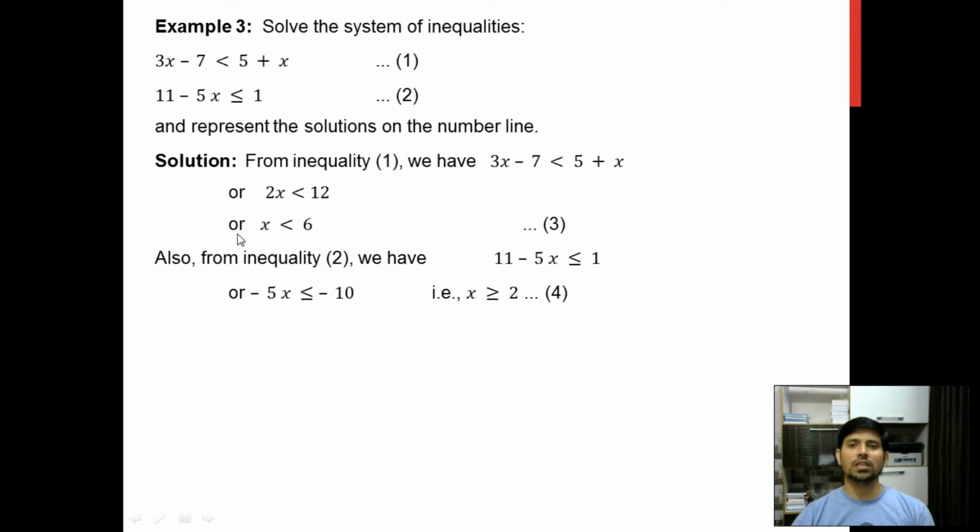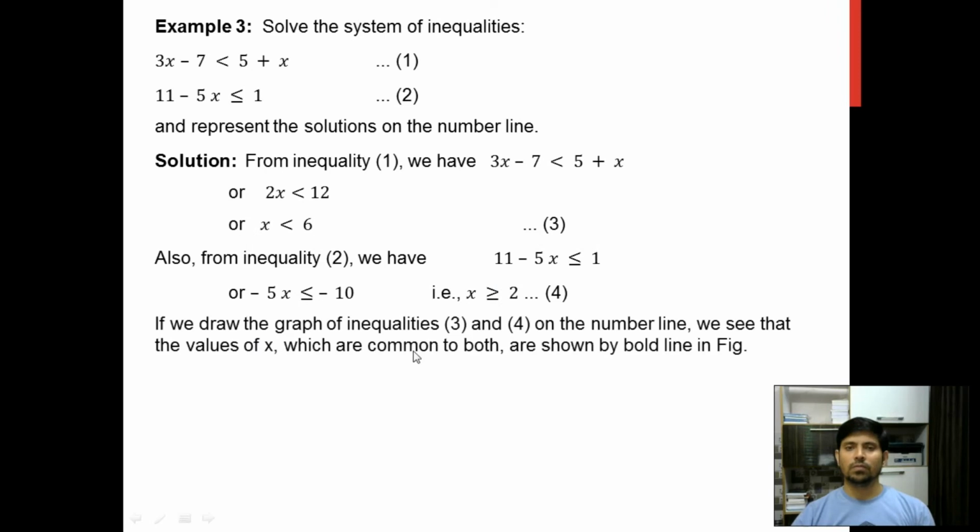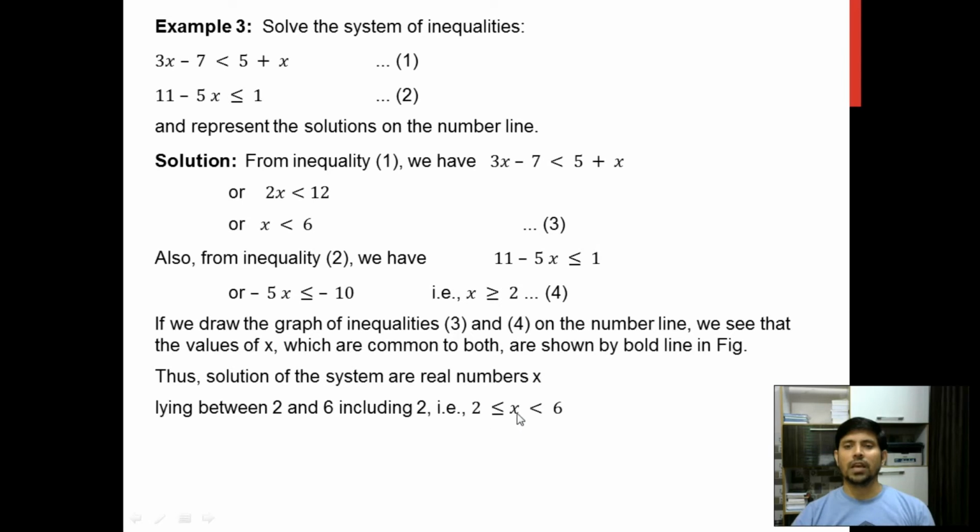Now you can see here the third and fourth inequalities: here x is less than 6 and here x is greater than or equal to 2. So if we draw this on a number line, we get the relation x is greater than or equal to 2 but less than 6.